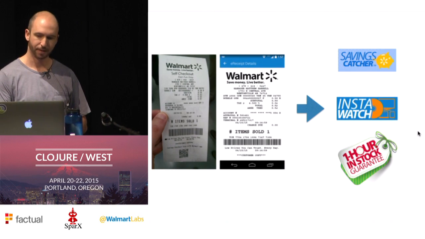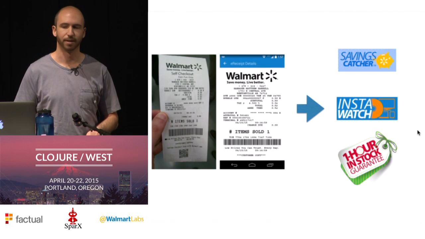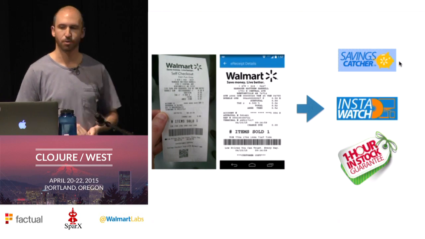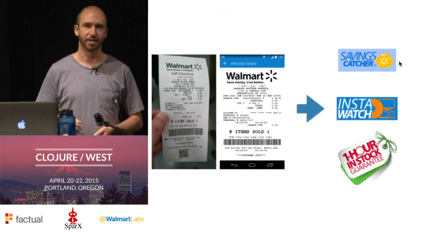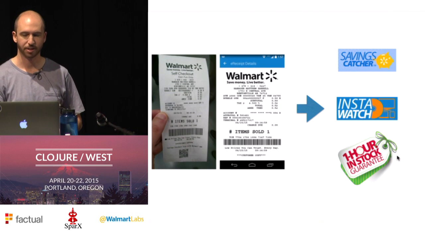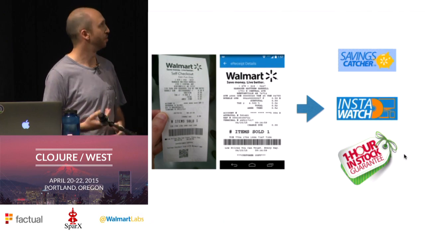As well as that, there are some other teams within Walmart who can use this information to provide other benefits to the customer. Savings Catcher is getting money back if it was cheaper at other stores. InstaWatch is getting a digital copy of a movie that you purchased in a store. The 1 Hour Guarantee is the largest sale in the world. And all of these partners inside the company use our data as well.